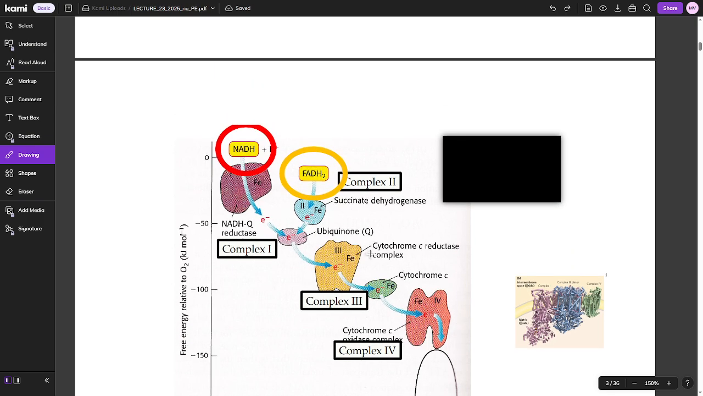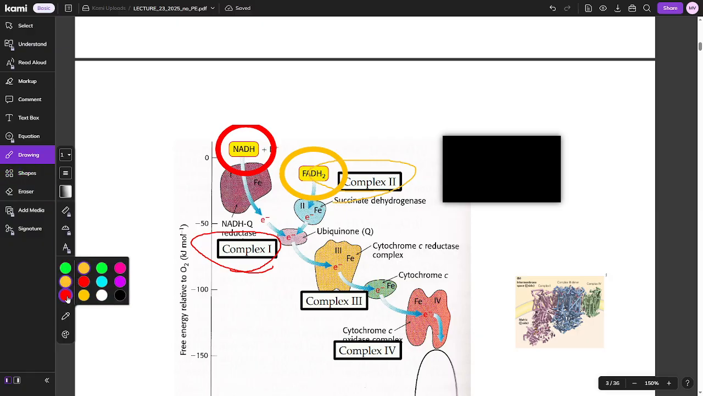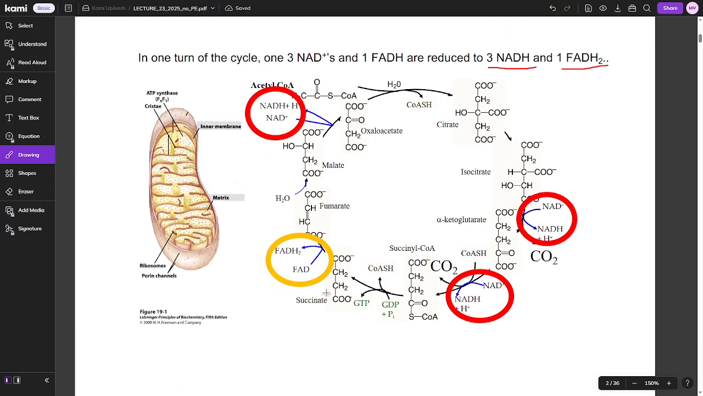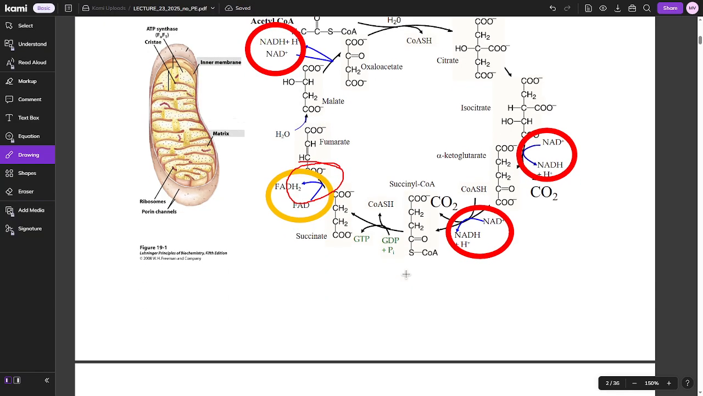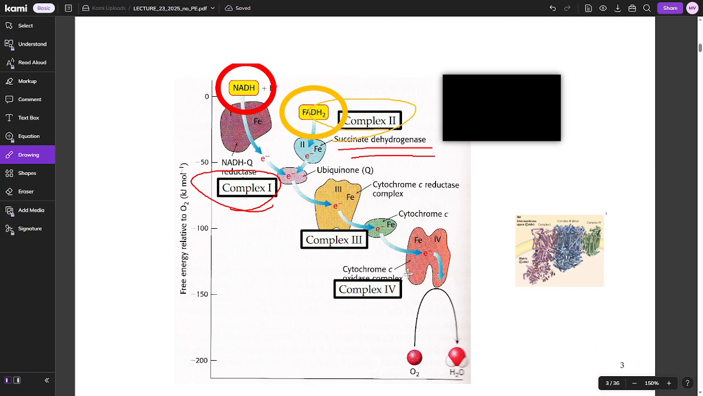And the main thing here to note is that NADH goes into complex 1, and FADH2 goes into complex 2. And what you notice, something cool, is that succinate dehydrogenase is the enzyme here. So this enzyme is actually embedded in the membrane, the mitochondria inner membrane specifically, and takes part in the citric acid cycle and in the electron transport chain.